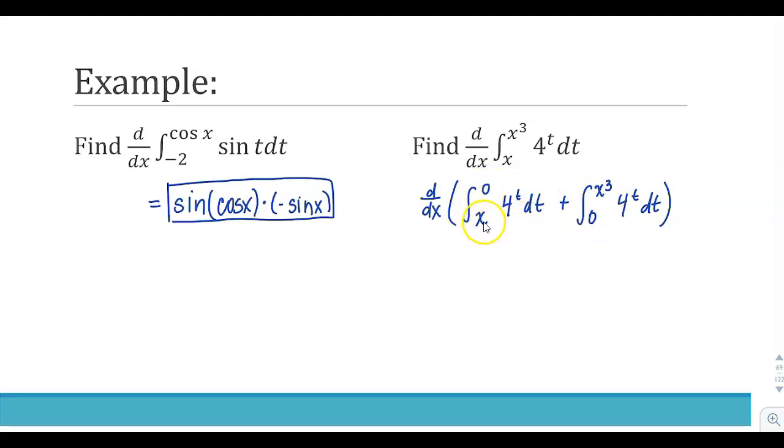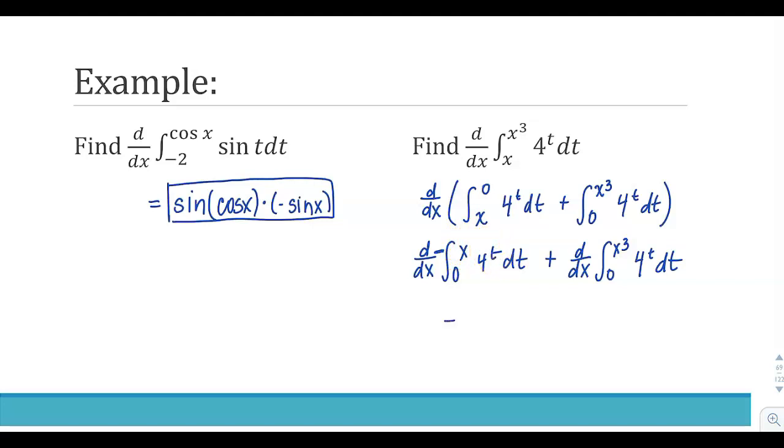And then I'm going to go ahead and flip the limits of integration on this first one. So the derivative with respect to x of negative the integral of 0 to x of 4 to the t dt. And then we're also going to take the derivative with respect to x of the integral from 0 to x cubed of 4 to the t dt. So here, now we have the variable in the upper limit of integration. It's just x, there's no chain rule. So the x just replaces the t, and I keep the negative.